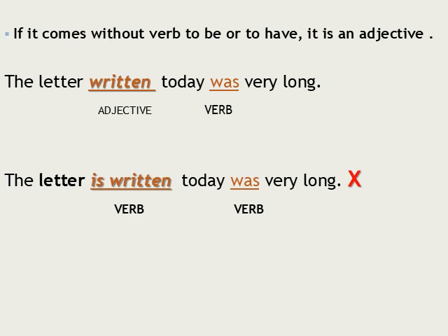Okay, now as you can see in the 2 previous examples, here we have the past participle coming with a verb to be or a verb to have. But in some cases we may have the past participle coming alone. So in this case it is what? For example, the letter written today was very long. Here in this case we can have the past participle written alone. It doesn't come with a verb to have or any sort of verb to be.